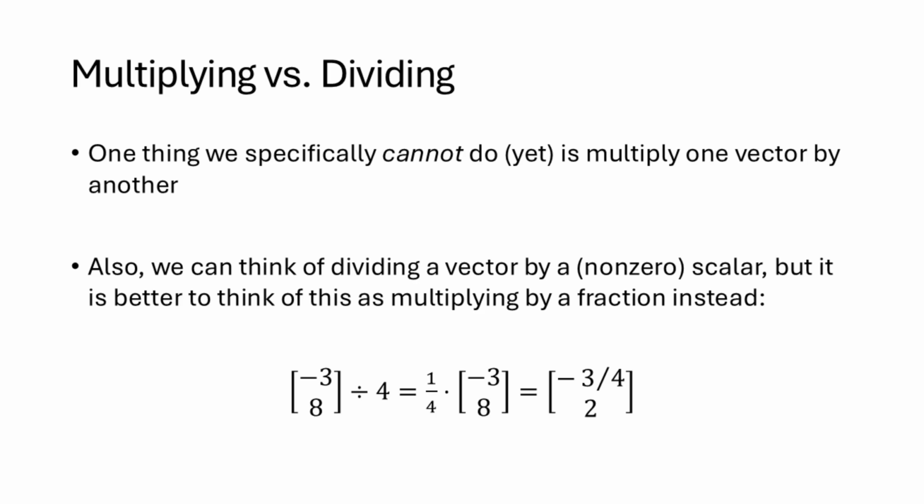What about division? Well, we can think of dividing a vector by a scalar, but it's more convenient and more useful to instead think of it as multiplying by the reciprocal of that scalar. So for example, if we wanted to take the vector (-3, 8) and divide it by 4, what we're really doing is multiplying that vector by 1/4, and we get the result (-3/4, 2).